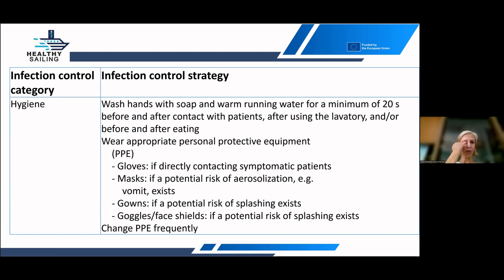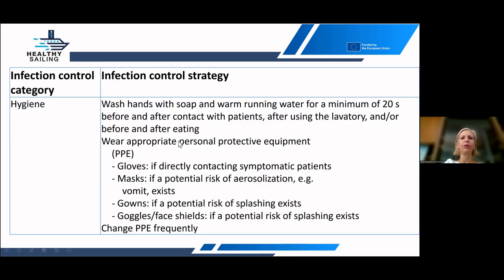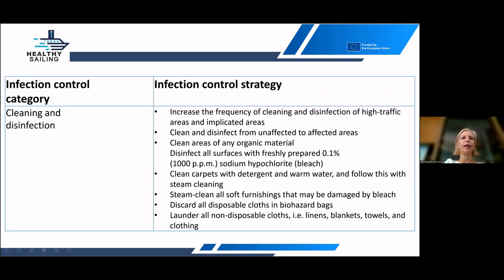Now about hygiene, of course, hand washing is important for 20 minutes before and after contact with infected persons. And of course, for cruise ships, we have other guidelines that were presented in the previous webinar: wearing of appropriate personal protective equipment when there is a risk for infection, and for when we're performing a cleaning, disinfection, or we're going to be in contact with possibly contaminated areas.